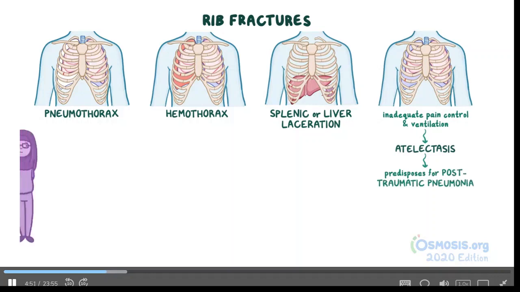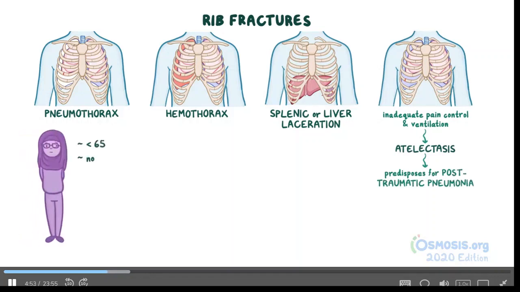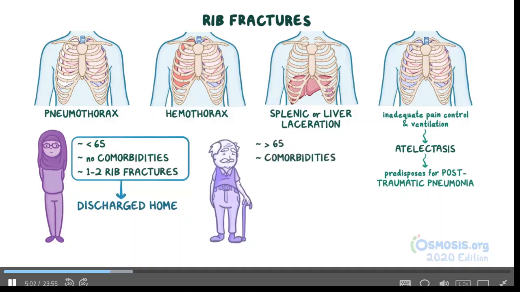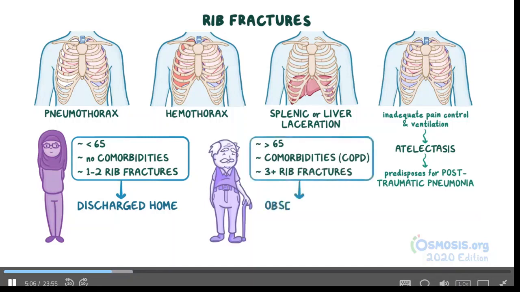Generally speaking, individuals younger than 65 years with no comorbidities and 1 or 2 rib fractures are discharged home. On the other hand, individuals over age 65 or those with comorbidities like COPD or those with 3 or more rib fractures should be admitted for observation.